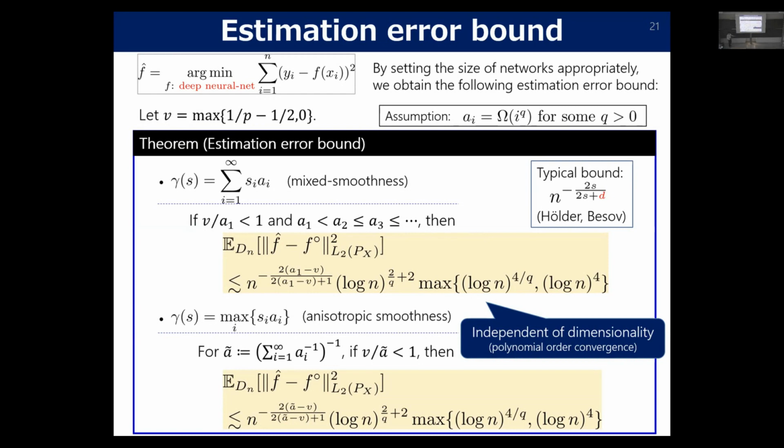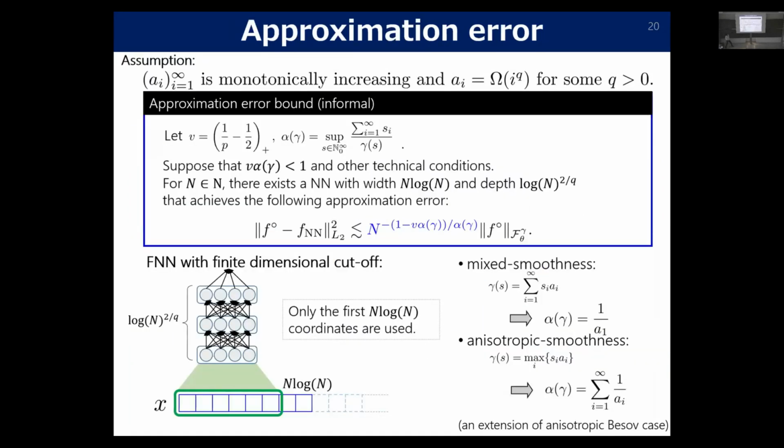Okay, so based on that approximation theory, we have this kind of estimation error. By using the approximation error bound, we can reach this estimation error. By choosing the model size appropriately, we then have this rate of convergence. You can see that the convergence rate is characterized by alpha gamma, which appears in the slide. So alpha gamma is defined by this one.